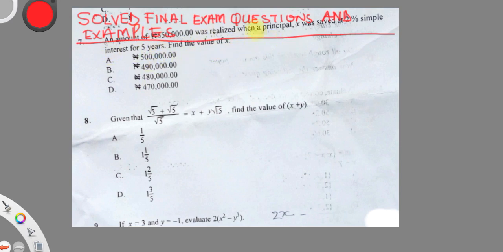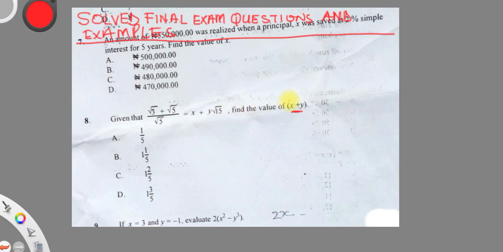These are WASSCE exam questions. This is an objective question, commerce objective, general mathematics. This is objective question number 8. Given that (square root of 3 plus square root of 5) all over square root of 5 is equal to x plus y root 15, find the value of x plus y.